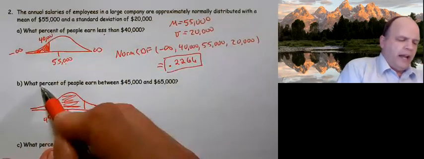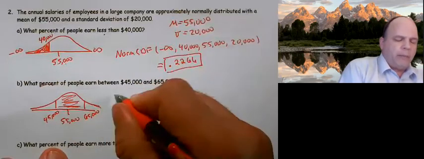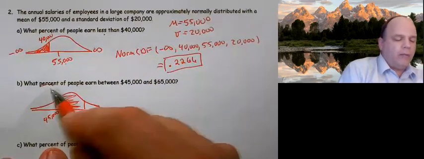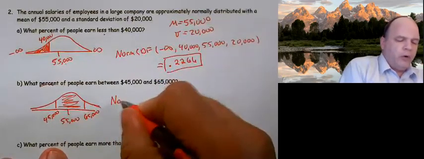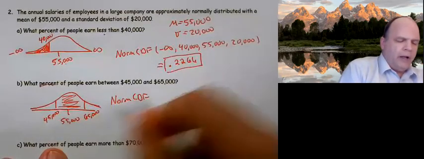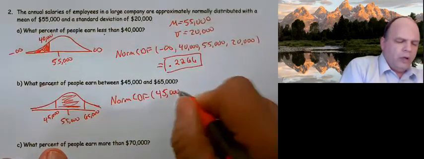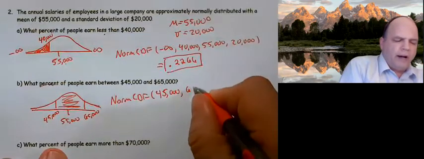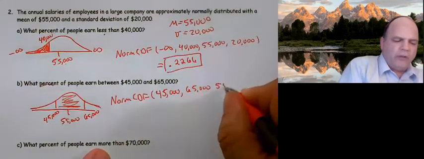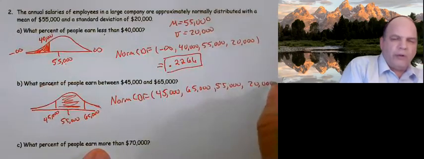Well, again, they asked for a percent. And remember, percent is area, percent, and probability. If they ask for it, norm CDF. So I have a norm CDF. My lower bound is 45,000. My upper bound is 65,000. My mean is 55,000. And my standard deviation is 20,000.